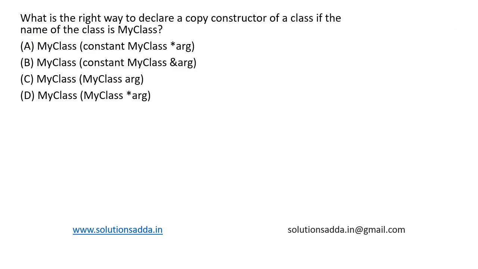This is a question from programming language. What is the right way to declare a copy constructor of a class if the name of the class is my class? In this question, the language is not specified, so there can be multiple correct options. For example, in C++, the correct way to declare a copy constructor is my class, constant, my class, followed by arguments. This is C++.